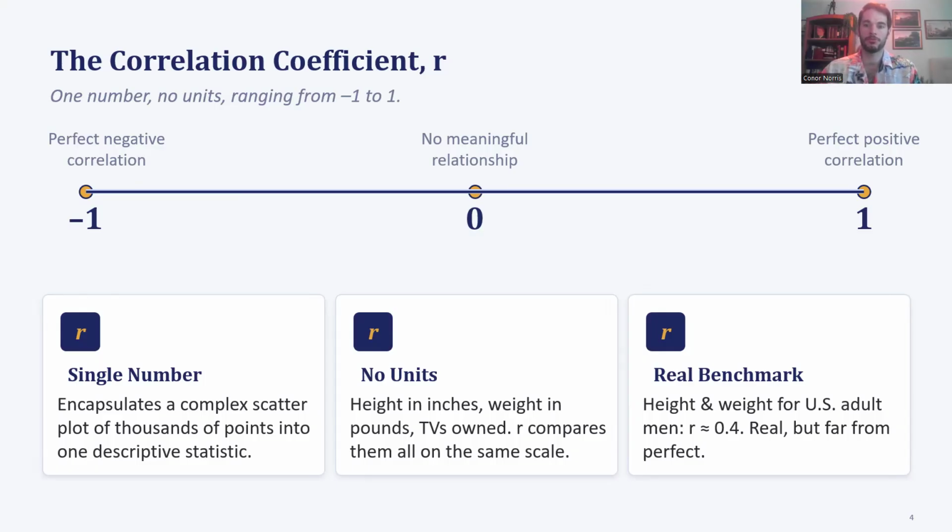What makes r so powerful is that it has no units. It works whether you're comparing inches and pounds or the number of televisions in a home and SAT scores. For real-world context, the correlation between height and weight for American men is only about 0.4. So a real relationship, a positive relationship, but far from perfect. So there are a lot of observations that don't fit that pattern.